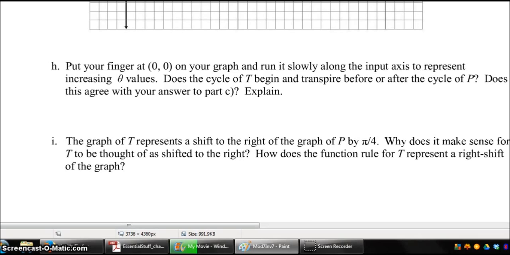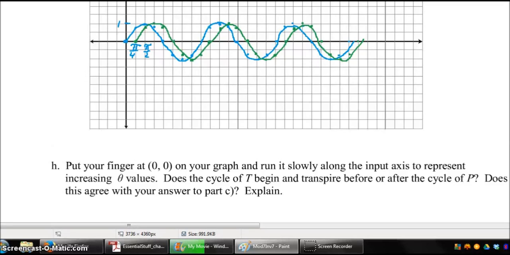Put your finger at (0, 0) on your graph and run it slowly along the input axis to represent increasing theta values. Does the cycle of t begin and transpire before or after the cycle of p? Does this agree with your answer to part C?